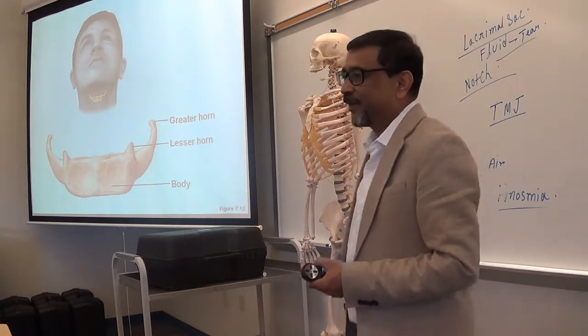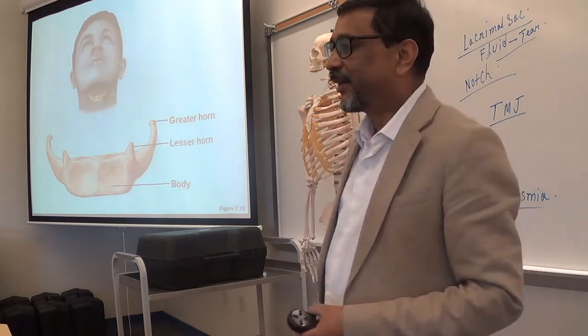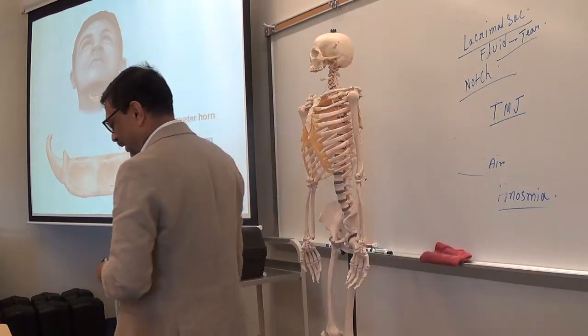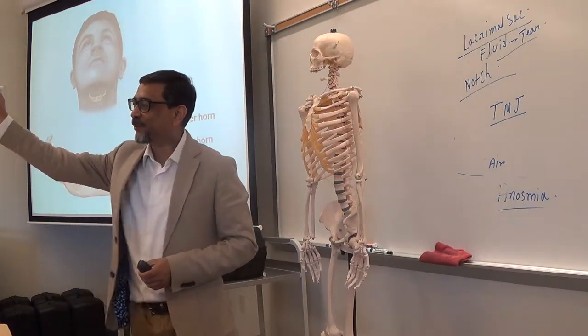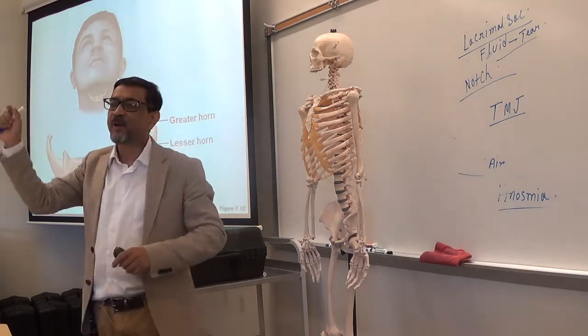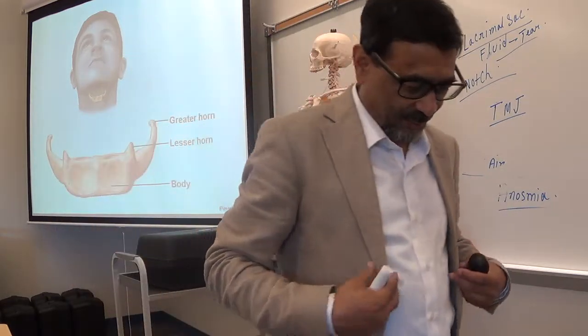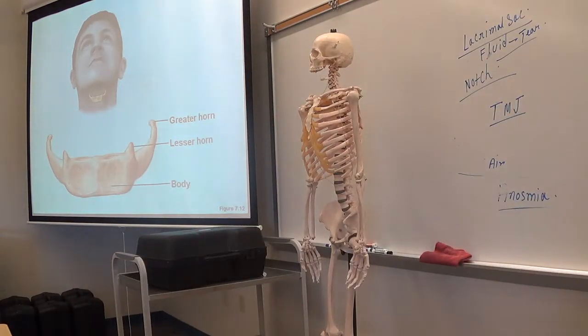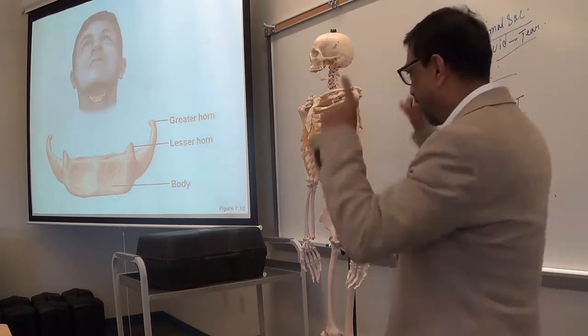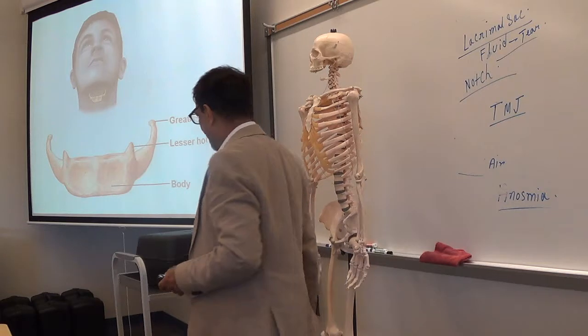Hyoid bone has a body and horns. Sphenoid bone has a body and 4 wings. Remember that? Butterfly shape. Hyoid bone has a body and 4 horns. 2 greater horns, 2 lesser horns. Horn-like structures, horns. So that's the hyoid.